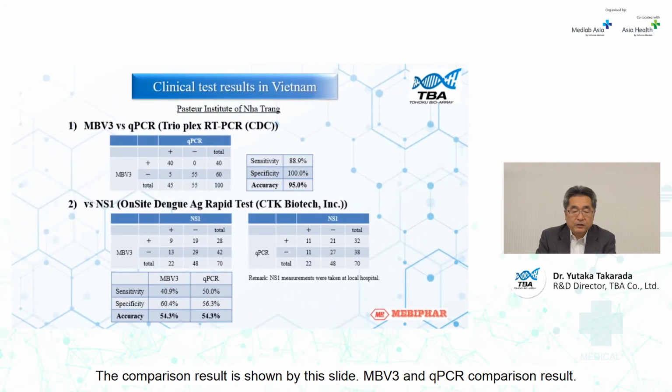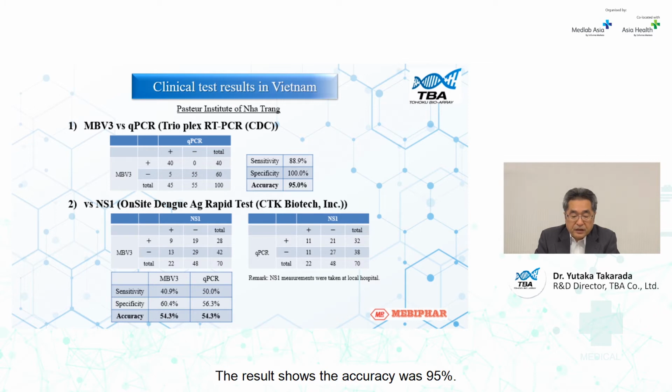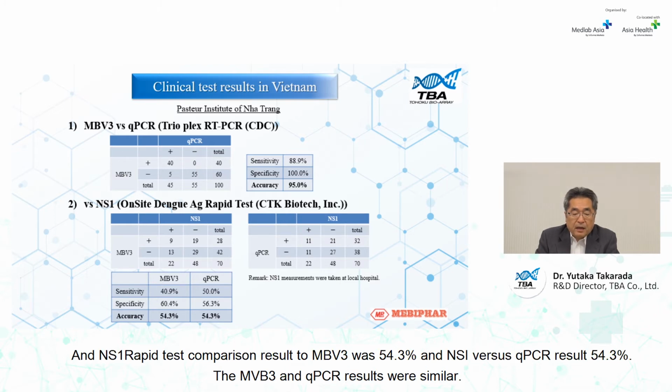This slide shows the comparison result. MBV3 and qPCR comparison result shows the accuracy was 95%. The NS1 rapid test comparison result to MBV3 was 54.3%, and NS1 versus qPCR result was 54.3%. The MBV3 and qPCR results were similar.